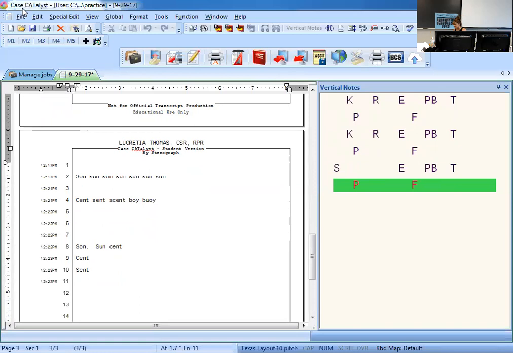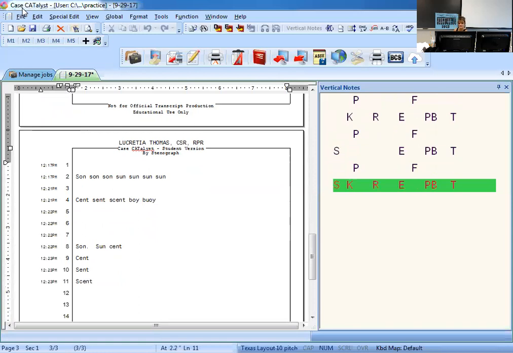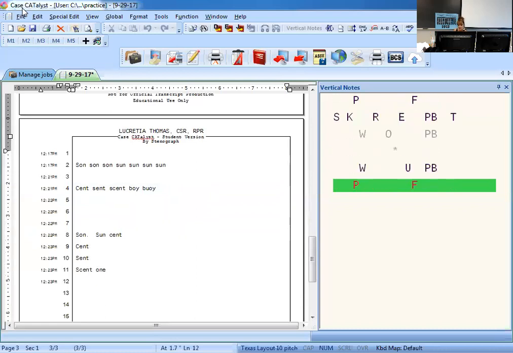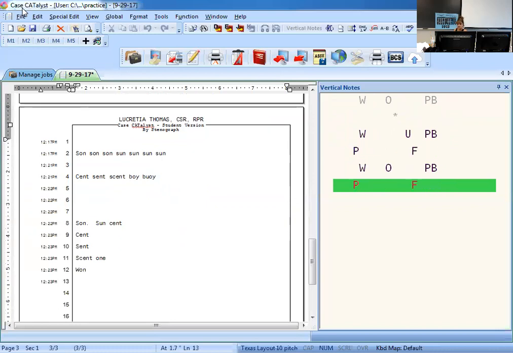Scent of a woman, it's going to be the S, and then the K-R will act like a C, E-N-T. Remember the K-R is for C words, for sound-alikes. Going across, one. I have one dog, W-U-N, one. And then we won the game, just like it's spelled in English. You write it on your machine, W-O-N.